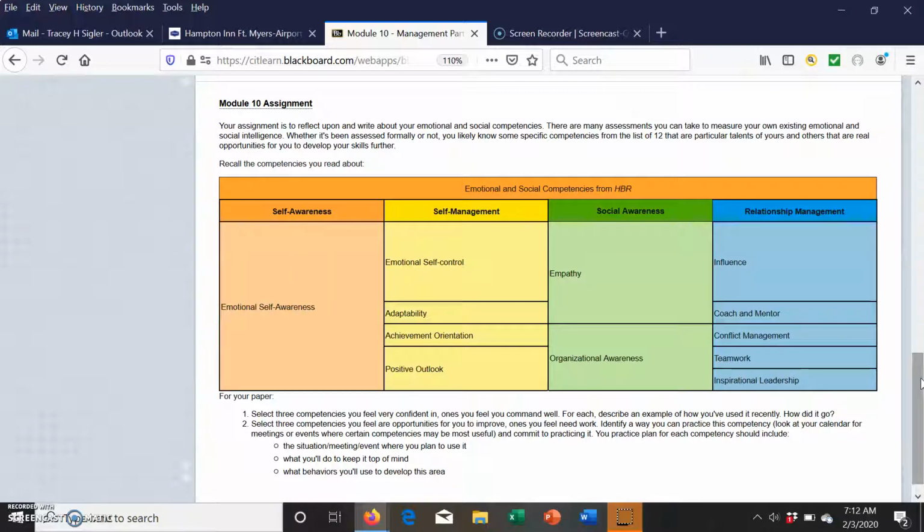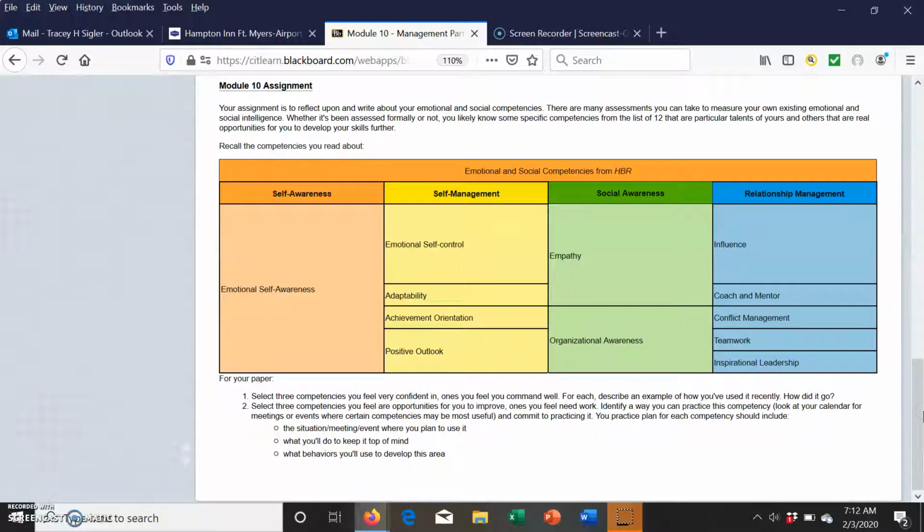So I've provided a table here that kind of summarizes the different competencies in the 4 different categories. I've asked you to select 3 competencies you think you're good at, your strengths, and give an example, and then 3 competencies that you'd like to improve and to develop an action plan for those.